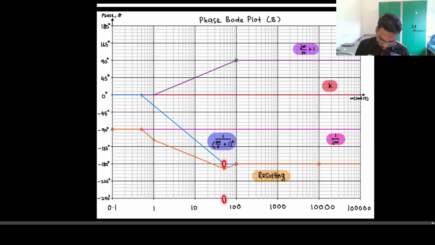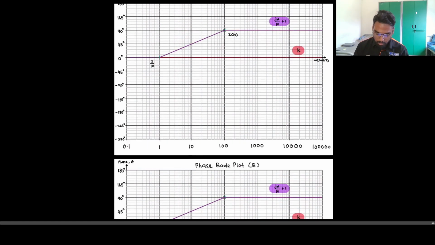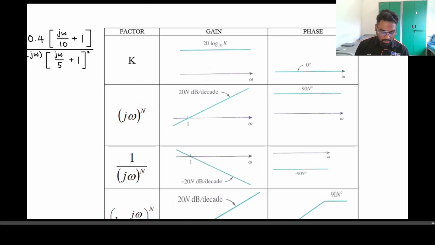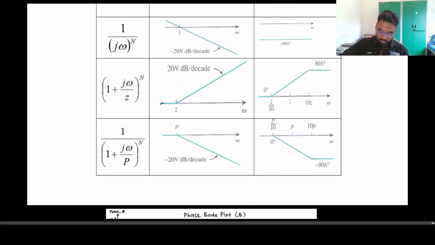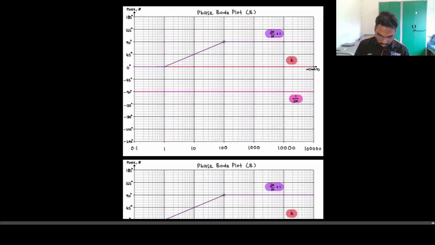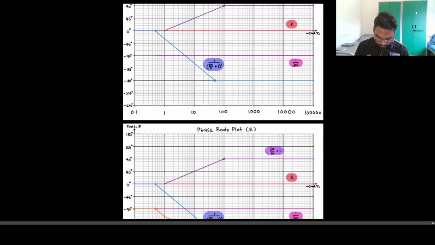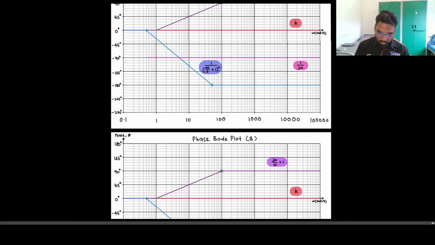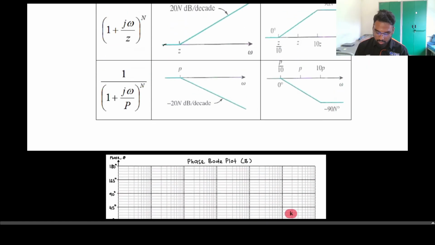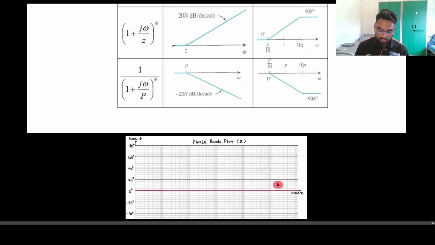Which is around here. But notice that the slope is actually twice. This is because our transfer function states that the simple pole is to the power of 2. So our decrement of negative 90 will be doubled to negative 180. And after that, our line should be a straight line till it reaches the maximum.